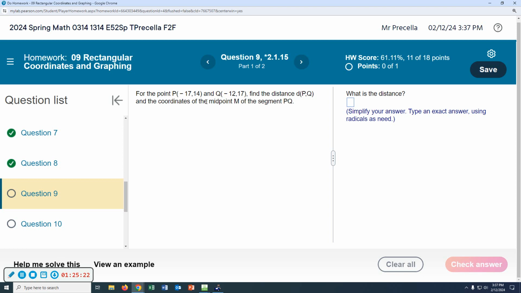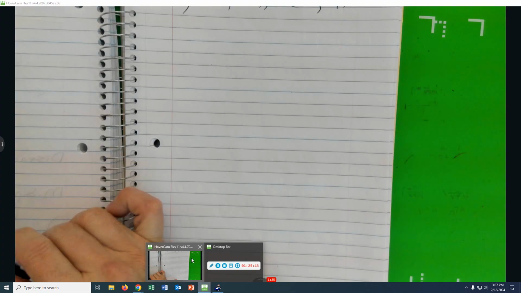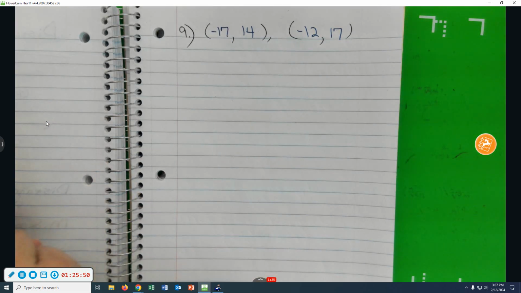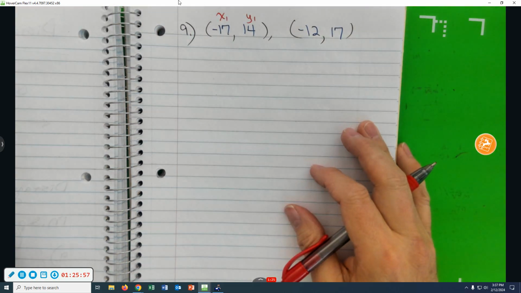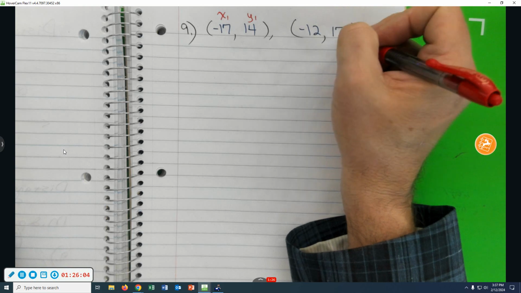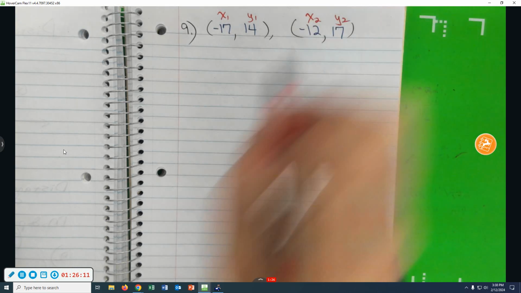Number 9. We have 2 ordered pairs: negative 17, comma 14, and negative 12, comma 17. We'll identify them. The first ordered pair I write down, I'm going to think of as x1, y1. Ordered pairs are x, y. I've seen students in the past go x1, x2. No, no, no, no. We're not going to do that. The second ordered pair I wrote down, I'll label x2, y2.